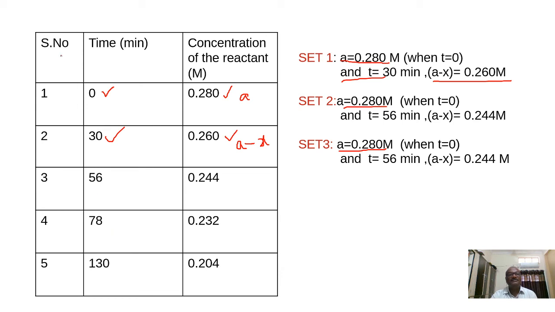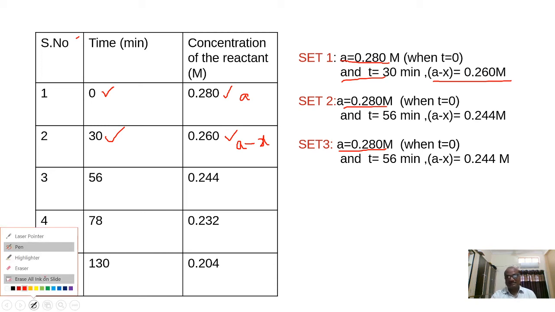So now we introduce this data in the equations of different orders. The case where we get a constant k represents the order. Like this, data has to be collected and substituted in the equations for different rate constants.